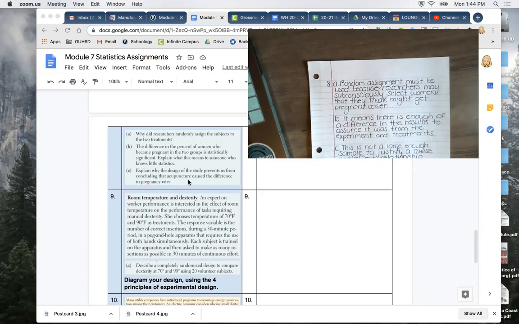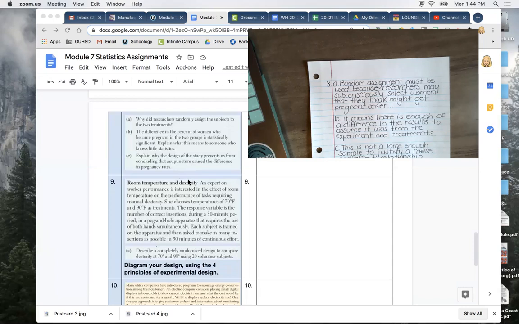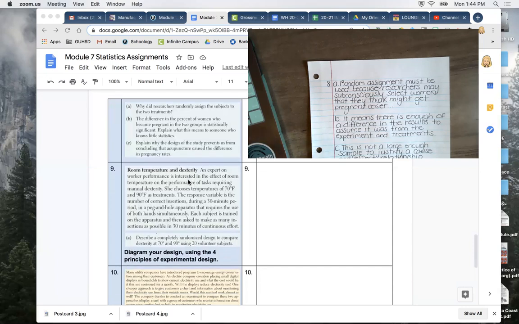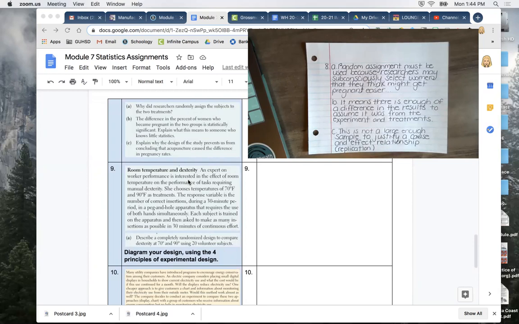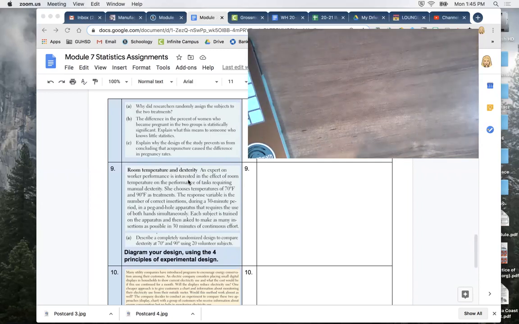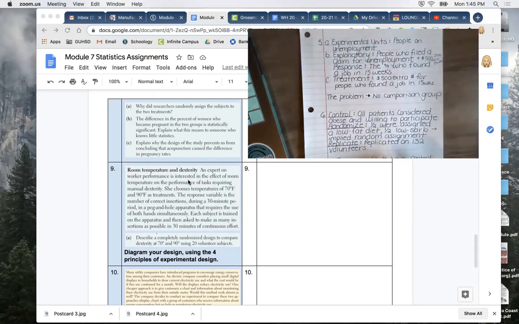Okay, and C, explain why the design of the study prevents us from concluding that acupuncture caused the difference in pregnancy. This is not really a large enough sample to justify a cause and effect relationship. There's really not enough replication in this one. You would need to do a much larger sample with these individuals to really be able to get that cause and effect relationship.